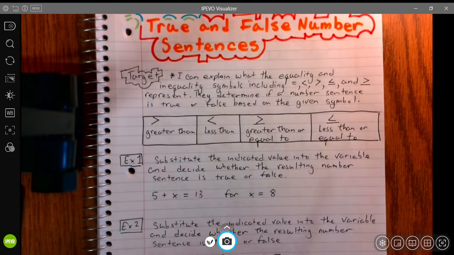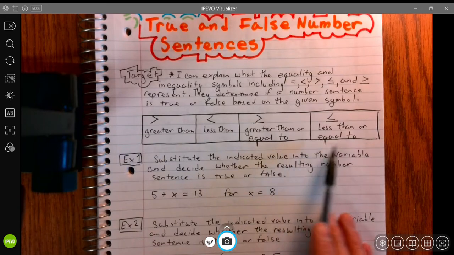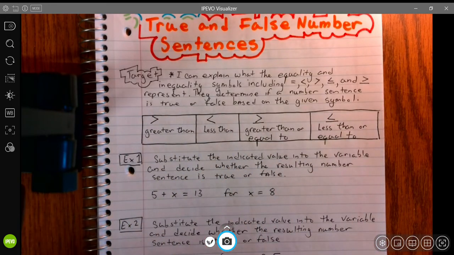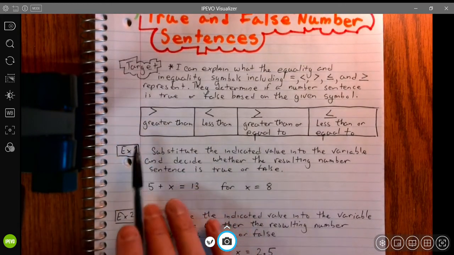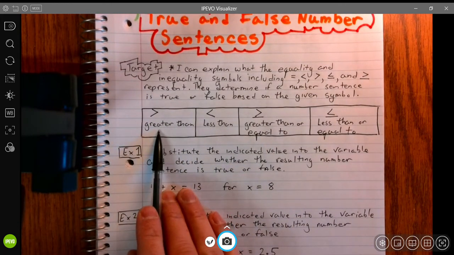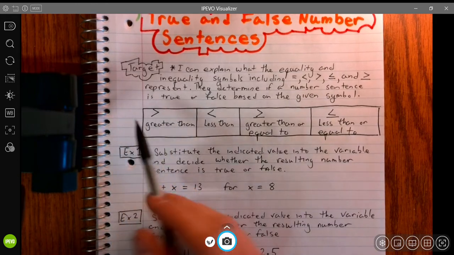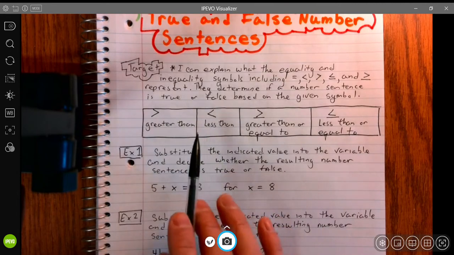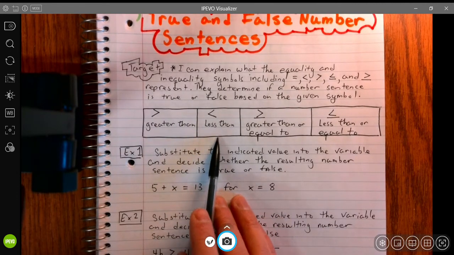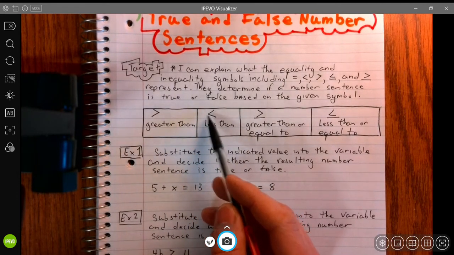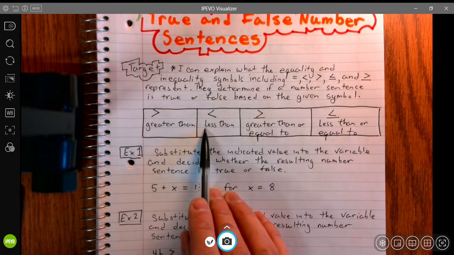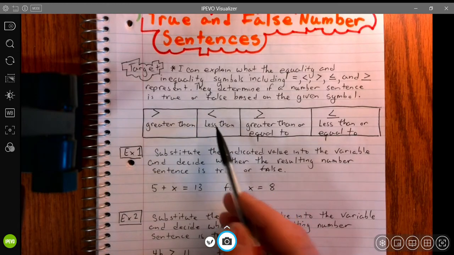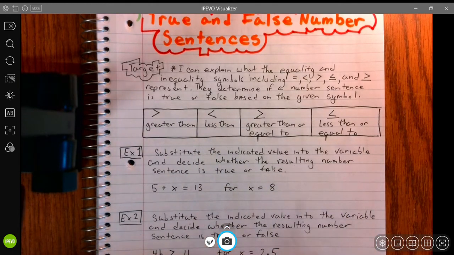So I have a little key here. I recommend you pause the video and copy this down someplace for reference. Greater than points to the right. Less than, I remember because it points to the left, and less than starts with an L, and so does left. So less than, left.